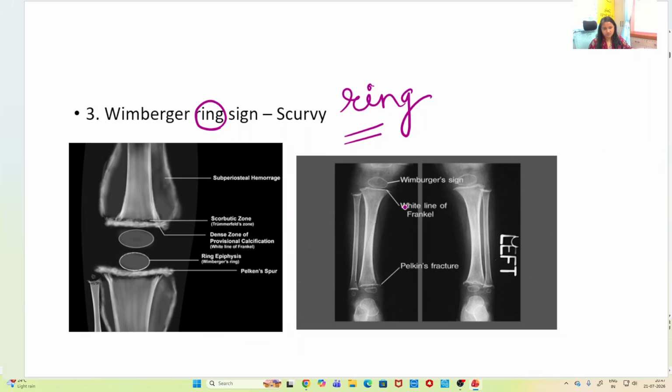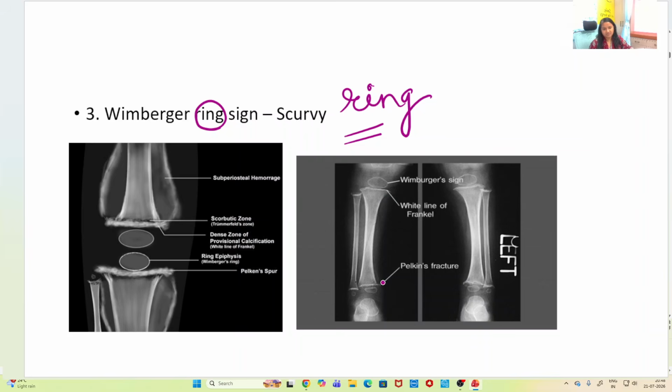Now the second thing is, what is this white line of Frankel? Just beneath the growth plate, there is this white line of Frankel. This is also due to increased density and slowed calcification at the edge of the metaphysis, just beneath the growth plate. This is also a line of calcification, and this is called the white line of Frankel.